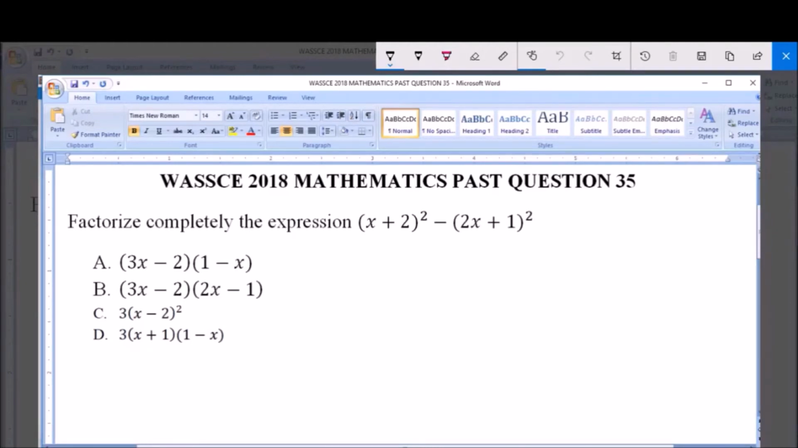I'll be answering WASSCE 2018 Mathematics Past Question 35. Factorize completely the expression (x plus 2) raised to the power of 2, minus (2x plus 1) raised to the power of 2.